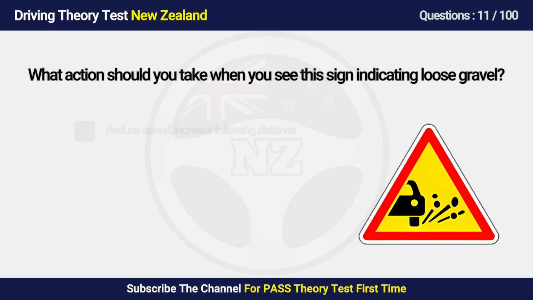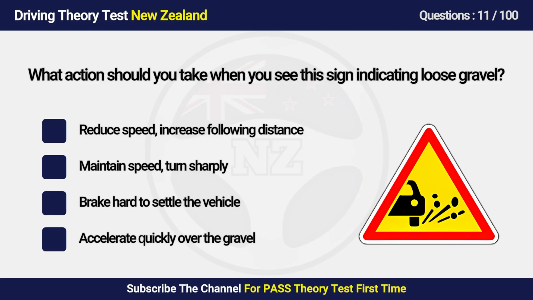Question 11. What action should you take when you see this sign indicating loose gravel? A. Reduce speed, increase following distance. B. Maintain speed, turn sharply. C. Brake hard to settle the vehicle. D. Accelerate quickly over the gravel.